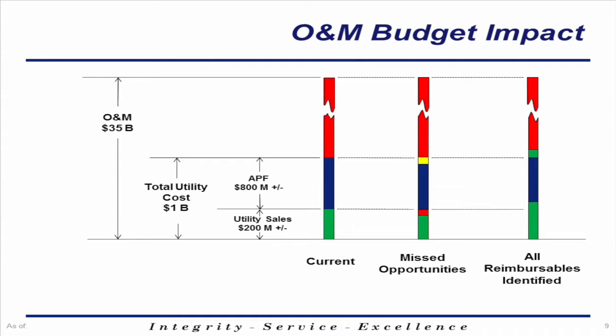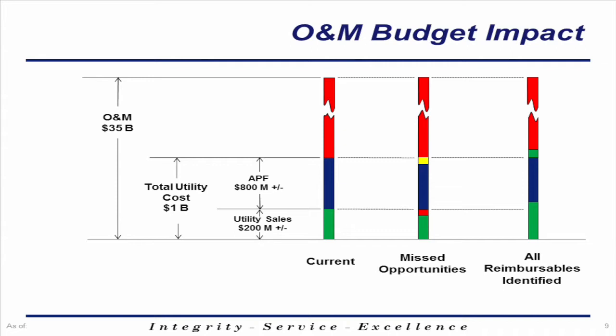In the third bar, you can see all reimbursables identified. If all the utility sales customers were correctly identified and all the utility sales dollars collected, in fact, what would happen, we would collect an extra amount. We would free up O&M dollars to be used for other purposes for the Air Force.